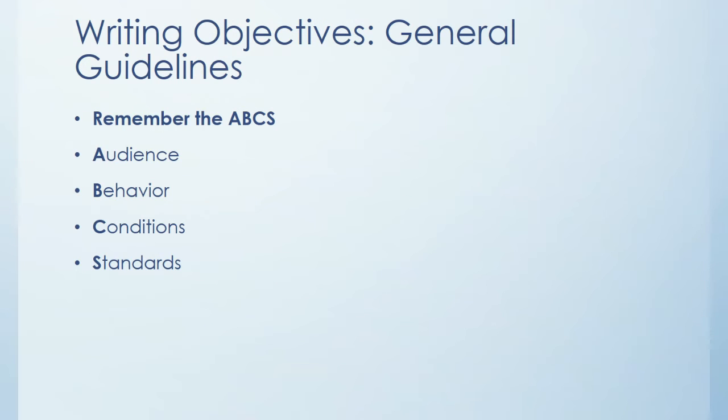So how do we write objectives? The general guideline is that you want to remember the ABCs. The ABCs stand for audience, behavior, conditions, and standards. And each objective should contain the ABCs. We're going to talk about each one of these in more detail.